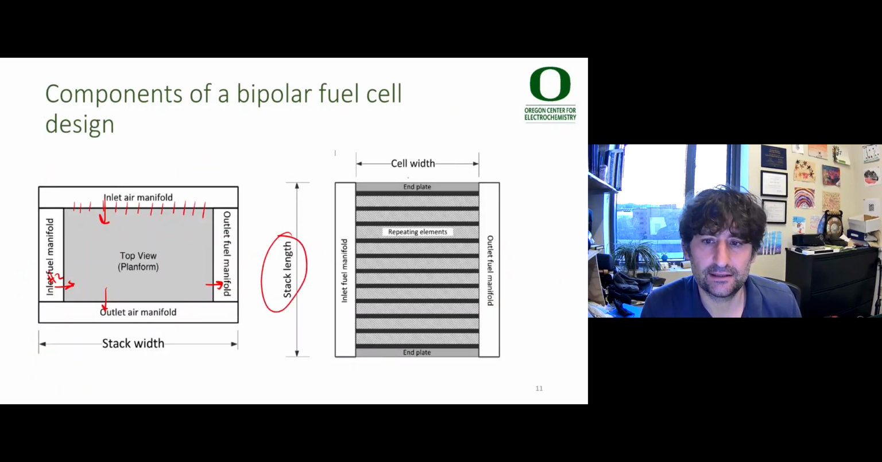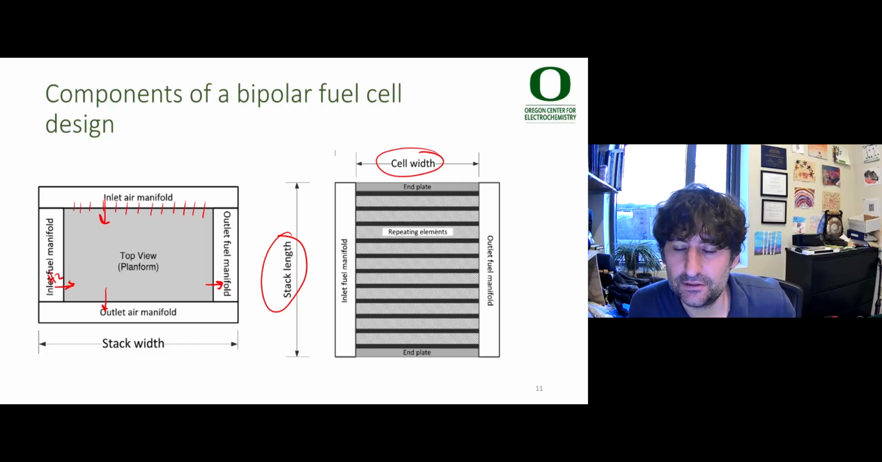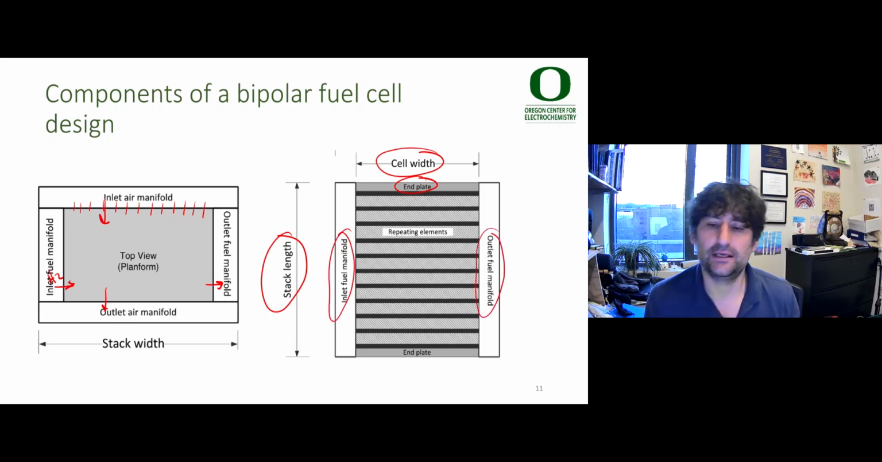The stack length, the cell width is shown here on a side view of the stack. You see the repeating elements, the end plates, the inlet fuel manifold, the outlet fuel manifold. The oxygen or air manifold would be coming out of the screen and be here.